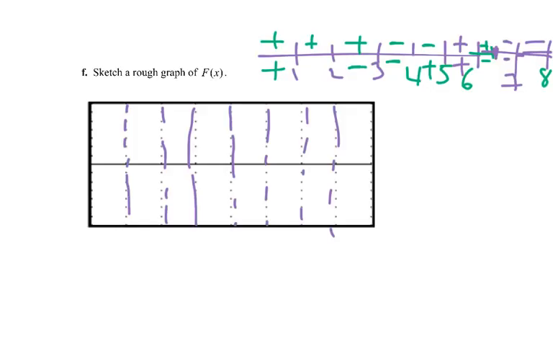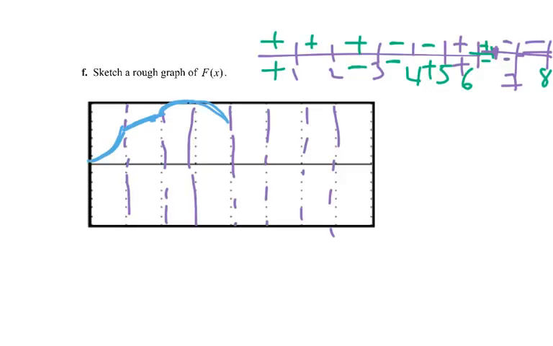So from 0 to 1 is increasing and concave up. So at 0, we start at 0, increasing, concave up. And then from 1 to 2, we don't know if it's concave up, but we know it's increasing, so it's a straight line, because I don't know if it's concave up or concave down, so I make a straight line. And then from 2 to 3 is increasing and concave down. So increasing, concave down. 3 to 4 is decreasing and concave down.